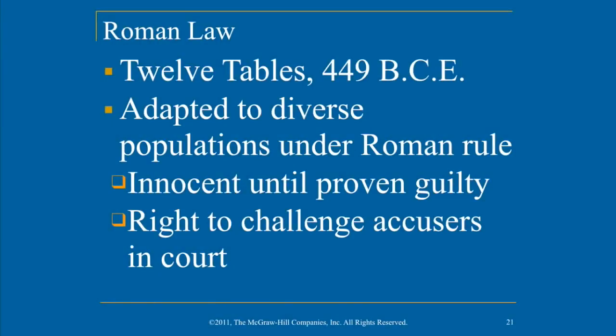Next up, we have the Roman laws. These are known as the 12 tables, created in 449 BCE, way back. These adapted to diverse populations under Roman rule. They tweaked and changed it as the poor got poorer and the rich got richer. It worked to their advantage. And over time, as the poor got richer and the rich got poorer under Julius Caesar and the later Caesars, it was adapted once again.